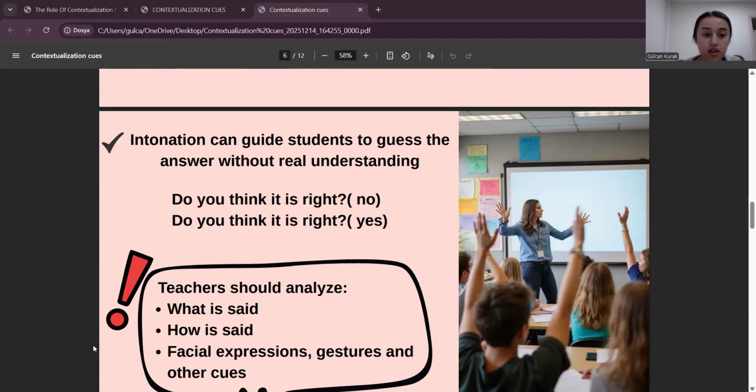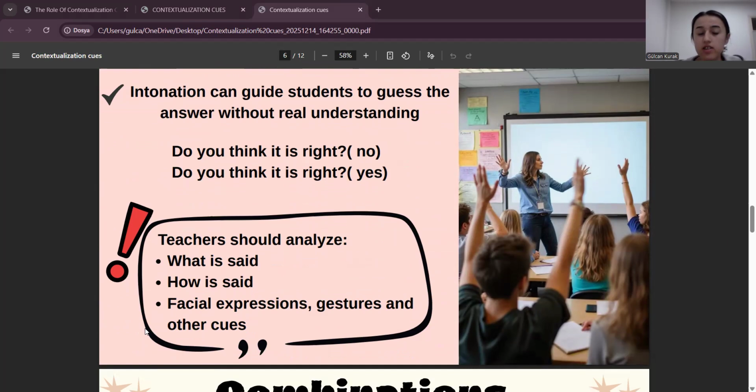Like if the teacher says, "Do you think it is right?" students say no. But if the teacher says, "Do you think it's right?" students say yes. So the teacher's intonation can guide the students to guess the answer without real understanding. So teachers here should analyze what the students say and also how they say it. And teachers should pay attention to students' facial expressions, gestures, their clothing, their style. Teachers should pay attention to them.